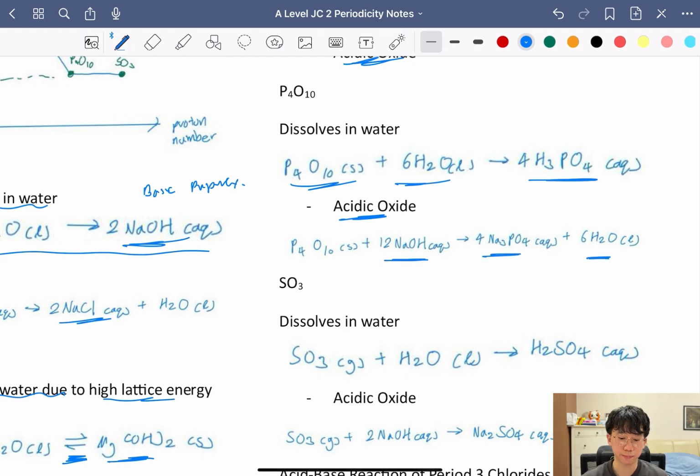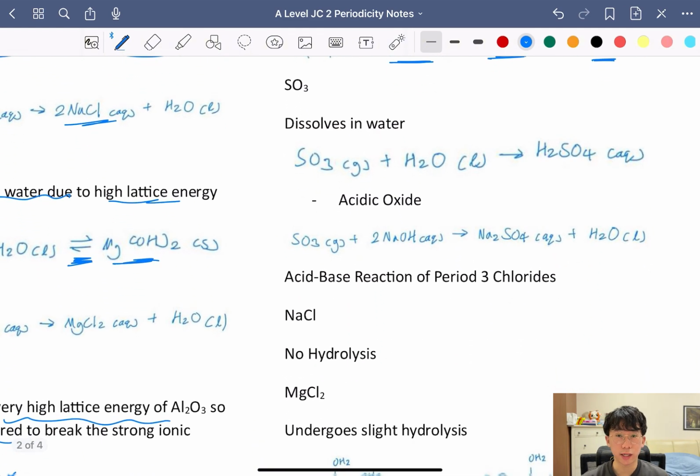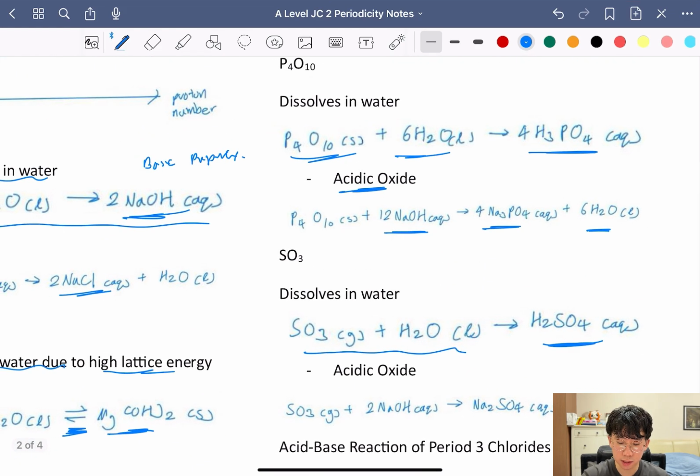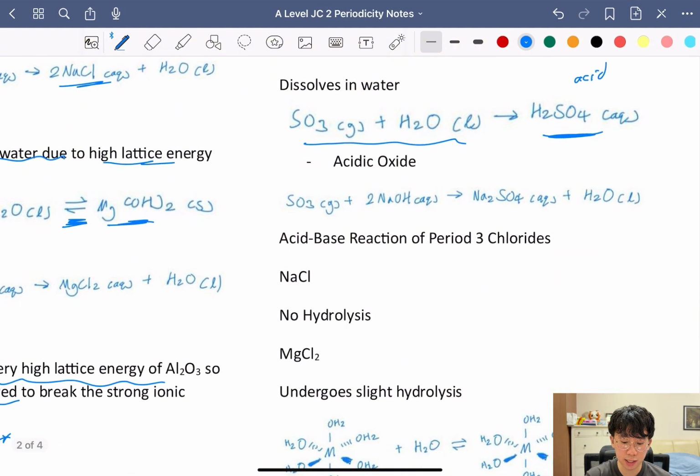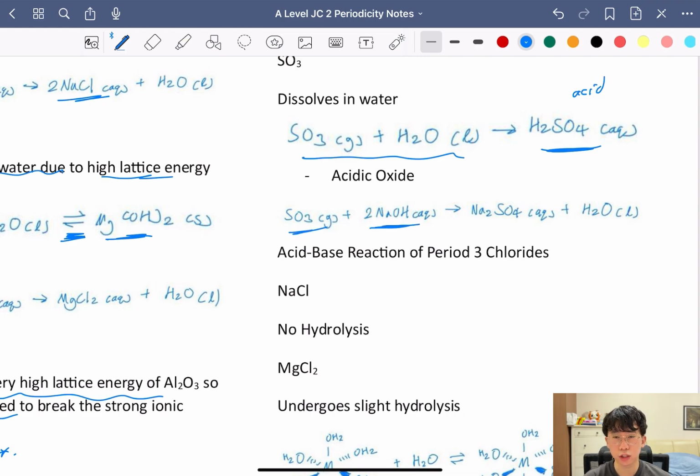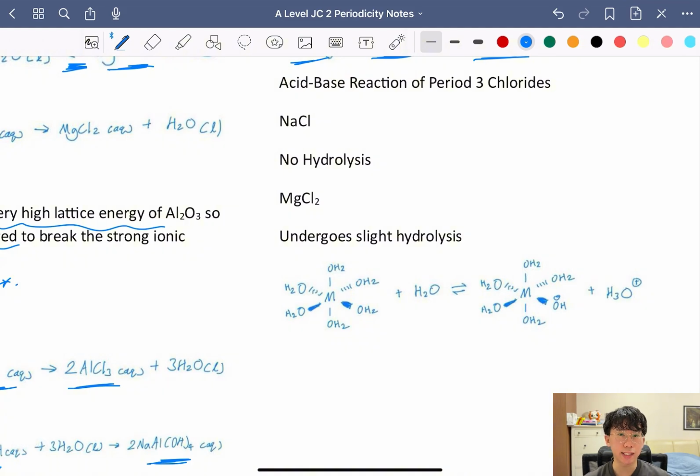There's really no shortcut. Now for SO3, it's also an acidic oxide, so it dissolves in water and gives sulfuric acid. So this is one way to memorize it: this gives the acid, and this is the acid that you're very familiar with. And since SO3 is an acidic oxide, it can react with NaOH to form your sodium sulfate. Next up, let's have a look at acid-base reactions of your period 3 chlorides.